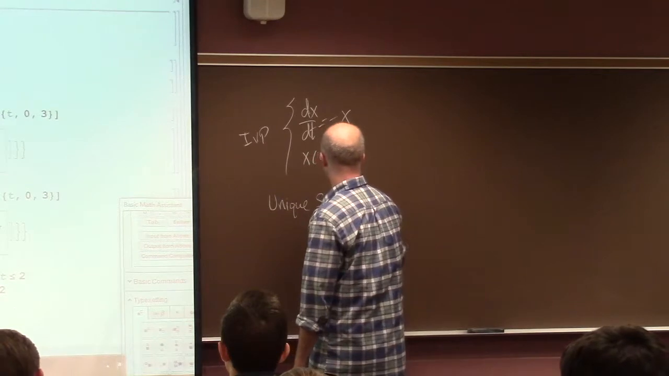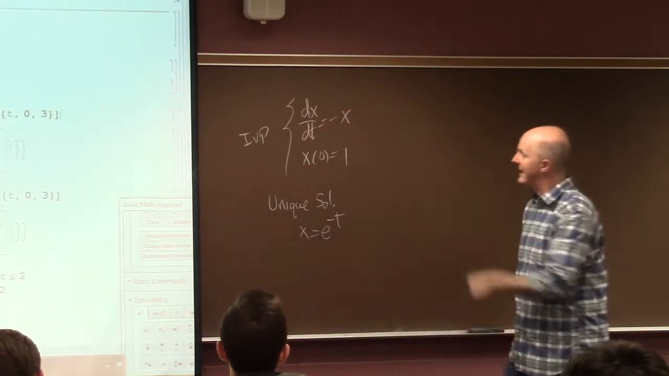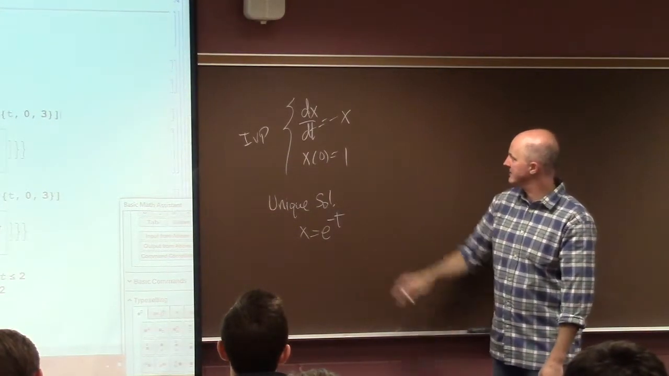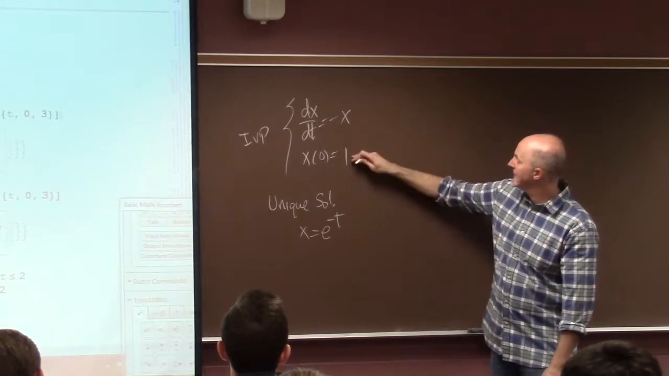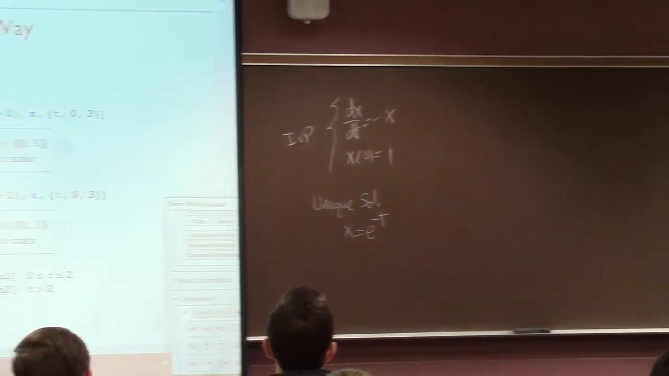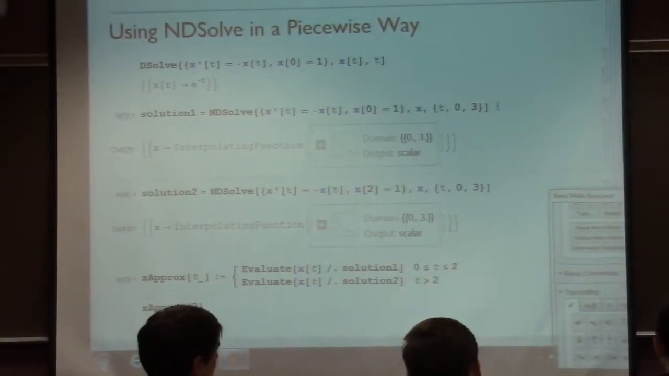We saw that it was x equals e to the negative t. That function solves that initial value problem. It solves the differential equation. Its derivative is the opposite of itself because of the chain rule. And it satisfies this initial condition. Because it's such a simple differential equation, we don't have to use NDSolve to solve it, but we can.